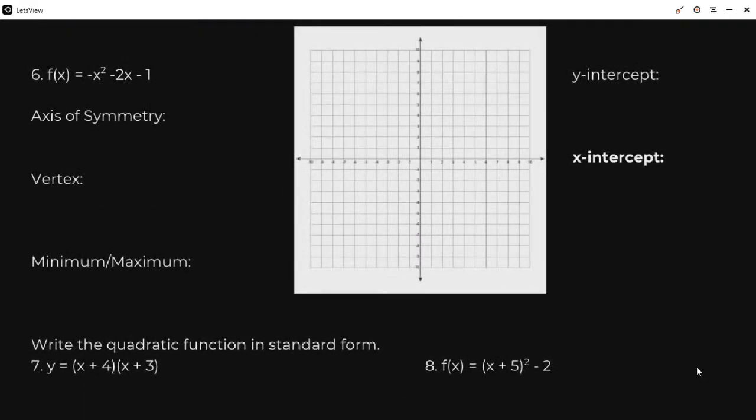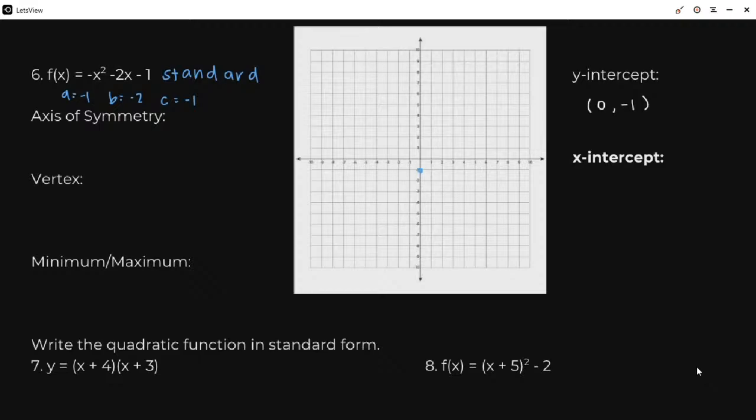Okay, for the last one, this again is in standard form. So we know the y-intercept is going to be the c value. So a equals negative 1, b equals negative 2, and c equals negative 1. So that's going to be 0, negative 1, which is right here.